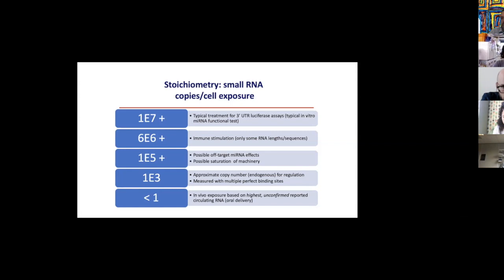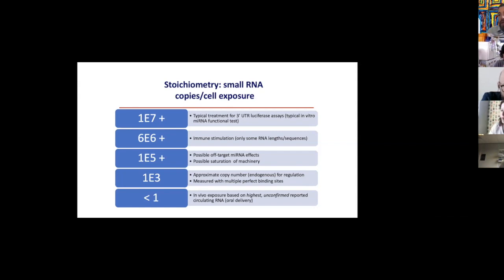Having 100,000 copies of a microRNA per cell might give you off-target effects, or even saturation of the RNAi machinery. And then how many microRNAs are needed in a cell for regulation? The estimates vary widely, but maybe 1,000, maybe less than that. It depends on exactly what binding site we have.